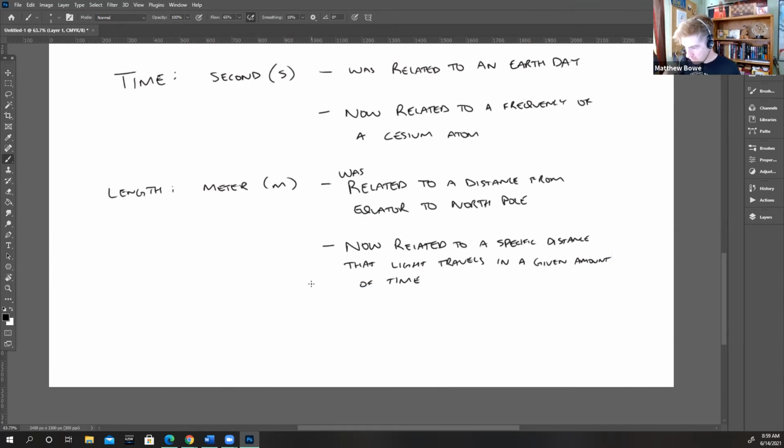Okay, and the final one that we're going to be doing is mass. The SI unit for mass is kilogram. Now you might notice, why isn't it just a gram and not kilogram? Why is there already this sort of prefix in front of it? I should first put that the unit for kilogram is kg.